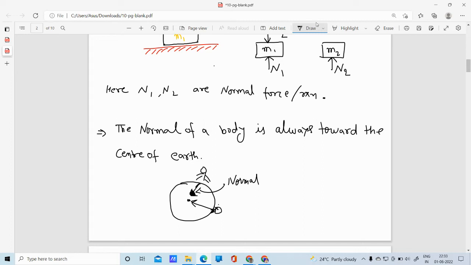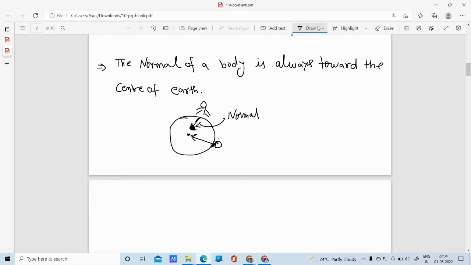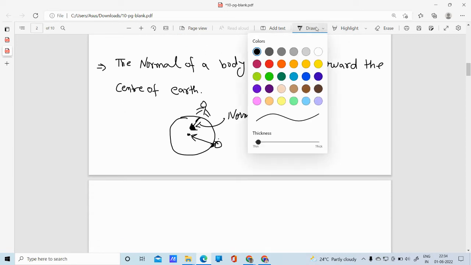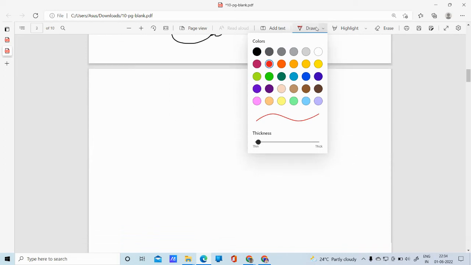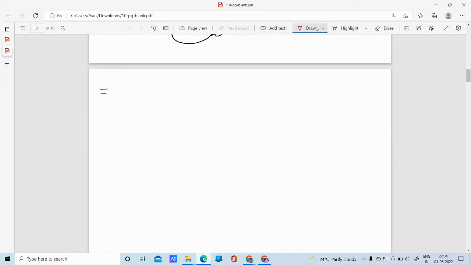These are basic things. So now the next thing is how to write the equation of motion for a system. So for example, suppose we have a system.